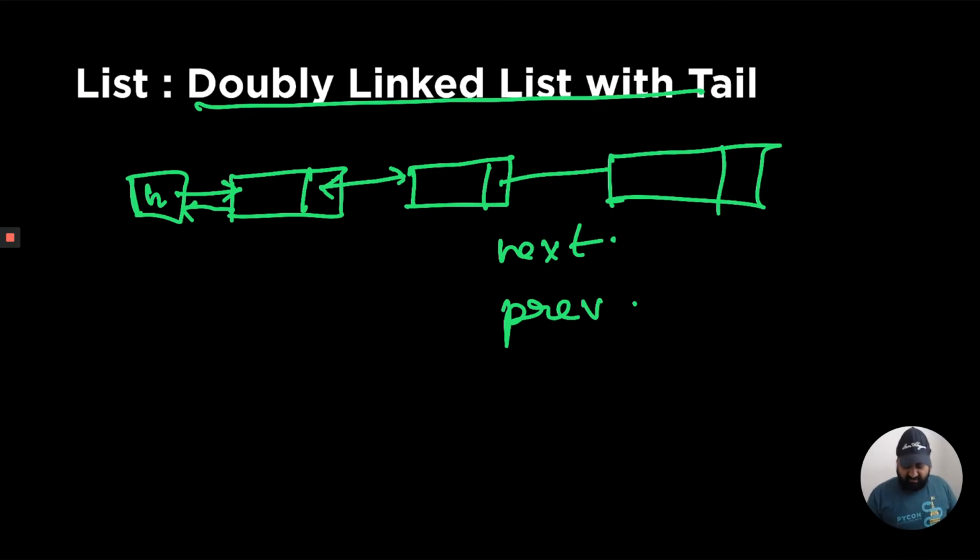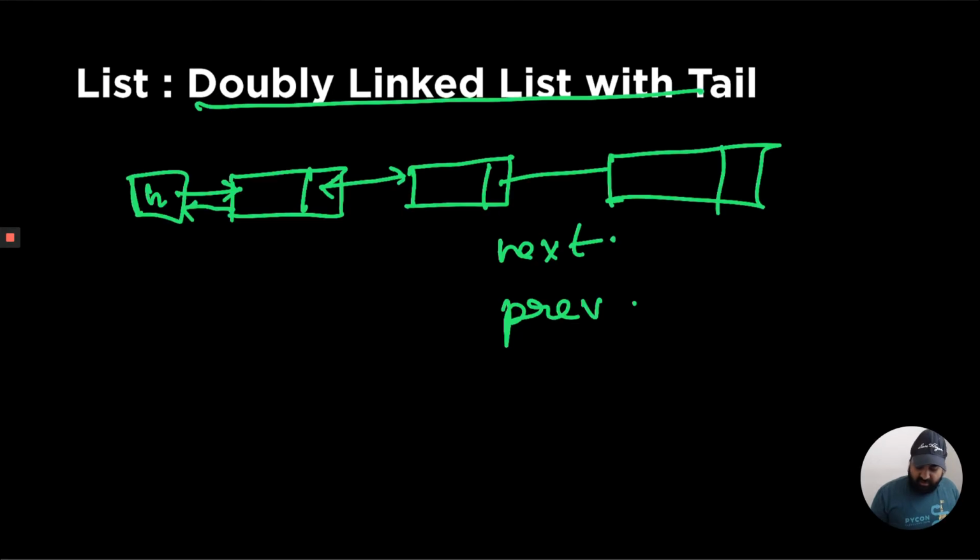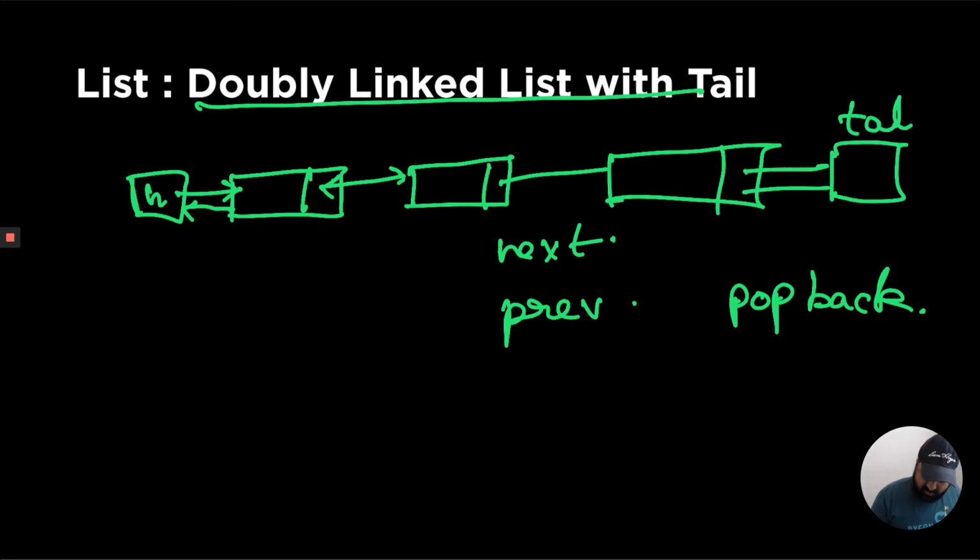And using this, although we again use extra memory to store another set of pointers, this solves the issues of pop back and add before. How it does that is, let's say we talk about pop back: you have access to the tail, and now we also have access to the previous element of the tail. So we want to remove this particular element from the list, right?